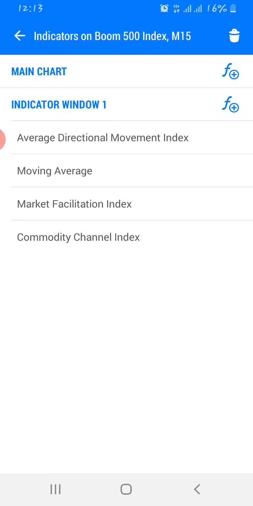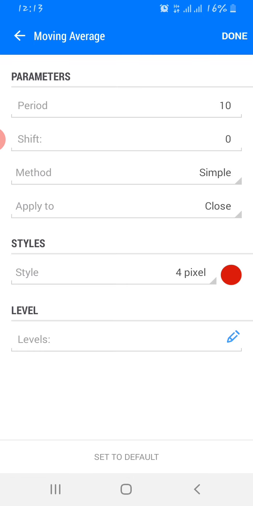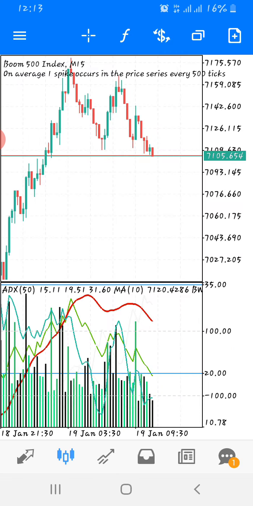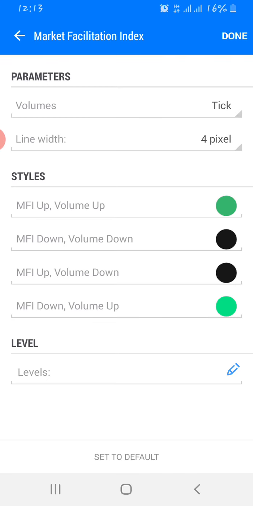Then the second, it's the moving average: period 10, shift 0, method simple, apply to close, style 4 pixel, I'm using red. Then the third, market facilitation, use volume is tick, line width 4 pixel, MFI up, green, MFI down, black. The MFI up, volume down should be green. The MFI down, volume up is green. Just the way you see it on the screen.